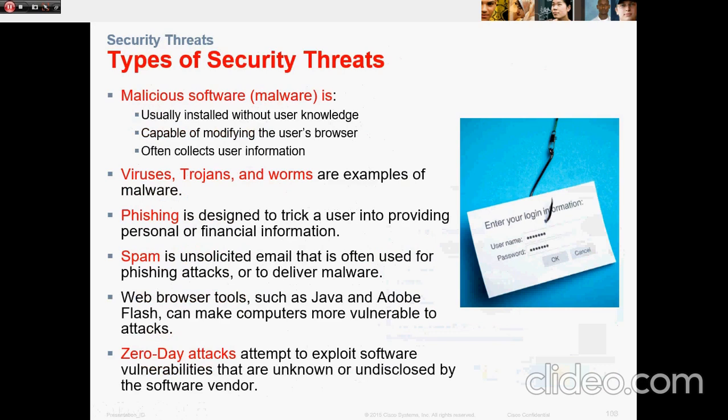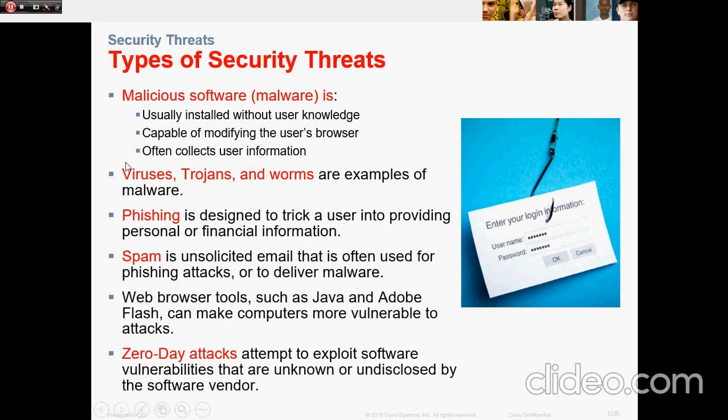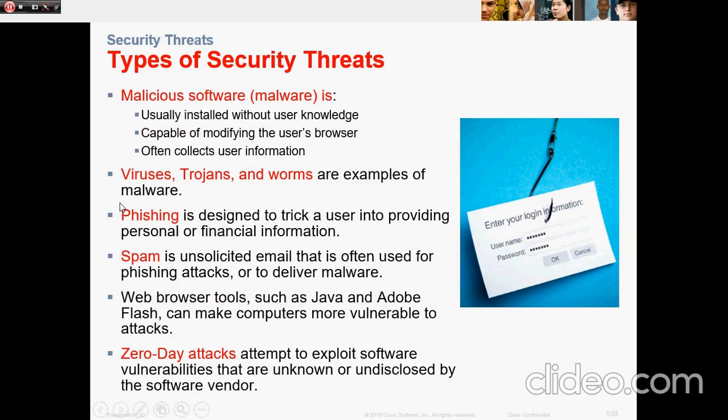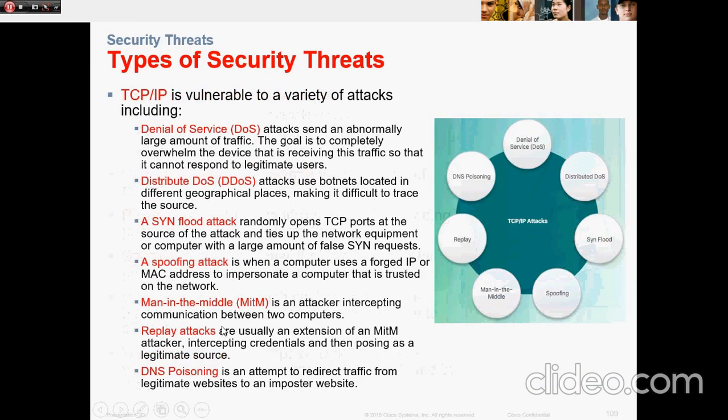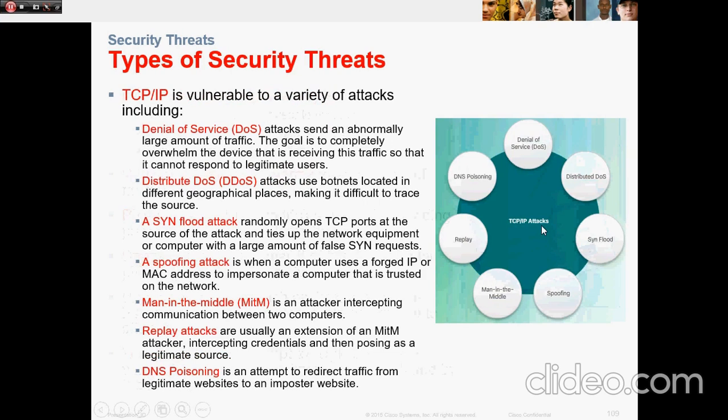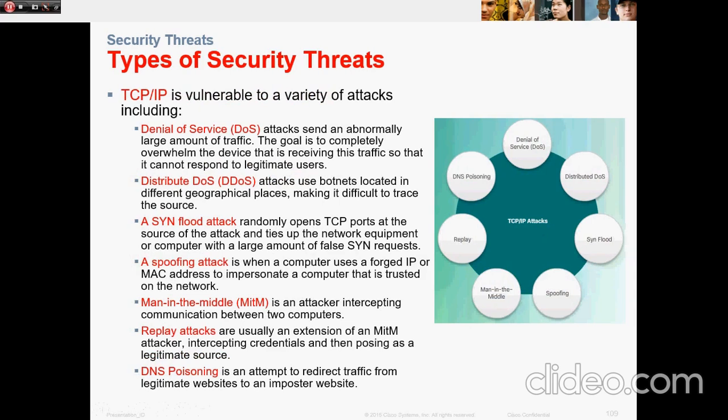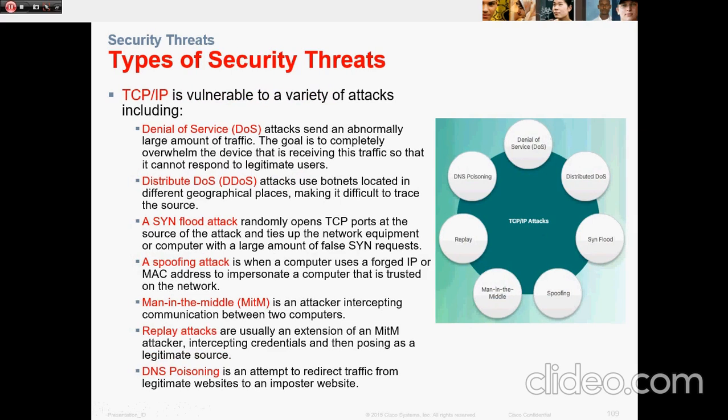I just want to refresh again. In the beginning we saw the different types of security threats. We have the definition of malicious software, and the different types of malware, for example viruses, trojans and worms, phishing, spam and zero-day attacks. Then we have different types of security threats in TCP/IP. Go through the diagram: denial of service, distributed denial of service, SYN flood, spoofing attack, man in the middle, replay attacks and DNS poisoning.